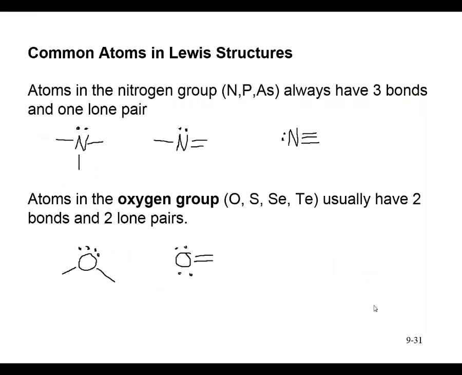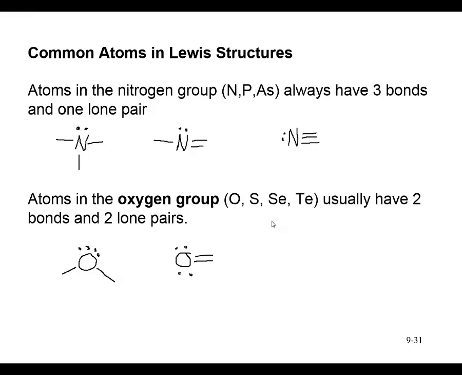Okay. Now, if I consider the nitrogen group, like nitrogen and phosphorus, they tend to have 3 bonds in their structure and 1 lone pair. So I might see nitrogen with a lone pair and 3 single bonds. I might see a lone pair and a single bond and a double bond. Or I might see a lone pair and a triple bond. So those are common structures for nitrogen.